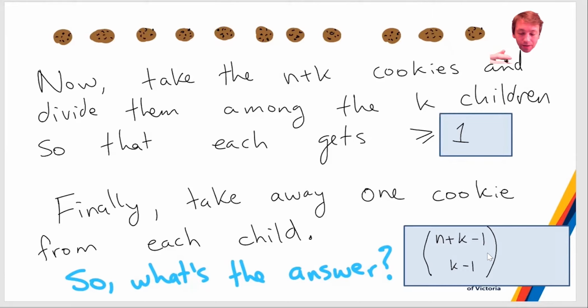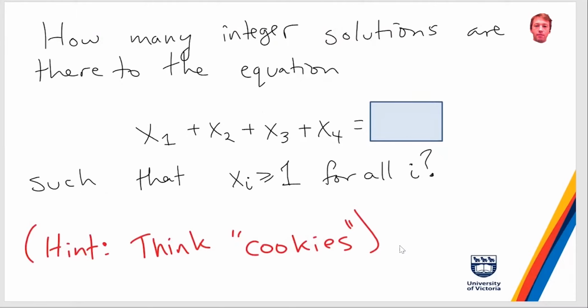with the number n plus k taking the place of n. So it's n plus k minus 1 choose k minus 1. You can think of it once again as putting k minus 1 dividers between your cookies. Is that clear? Okay. So let's now look at another question.